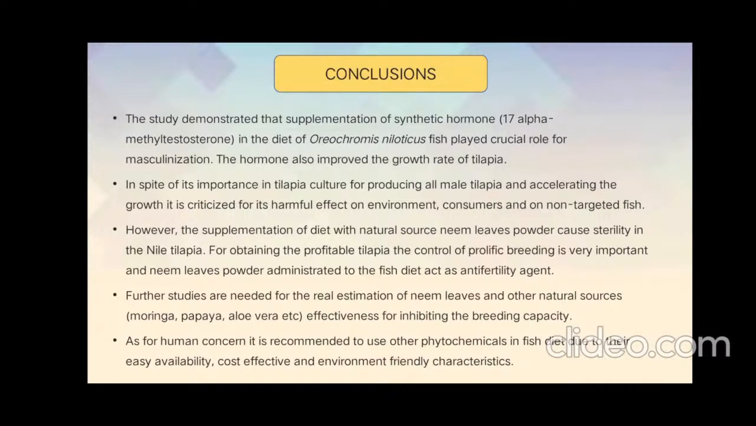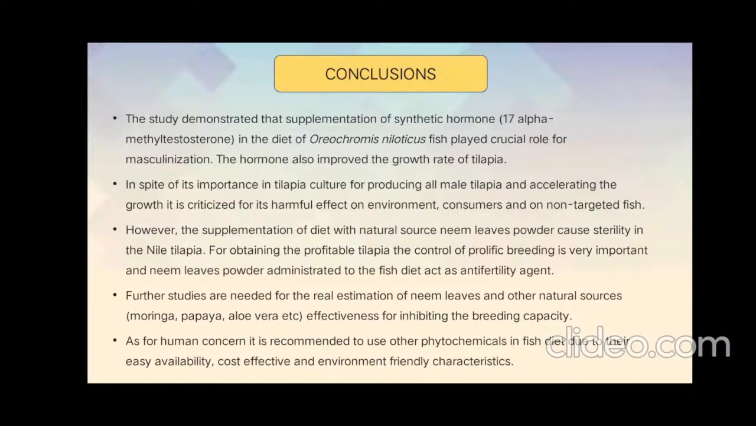In spite of its importance in tilapia culture for producing all male tilapia and accelerating growth, it is criticized for its harmful effect on the environment, on consumers and on non-targeted fishes. However, supplementation of the diet with a natural source caused sterility in male tilapia. For obtaining profitable tilapia, control of prolific breeding is very important, and neem leaves powder administered in the fish diet acts as an anti-fertility agent.